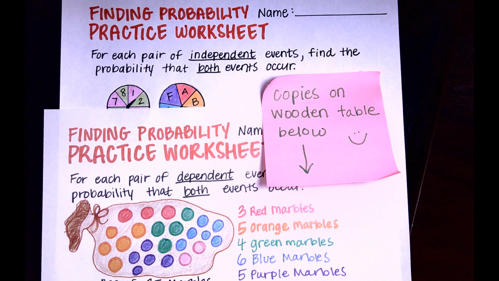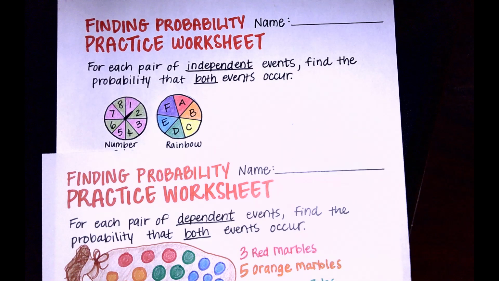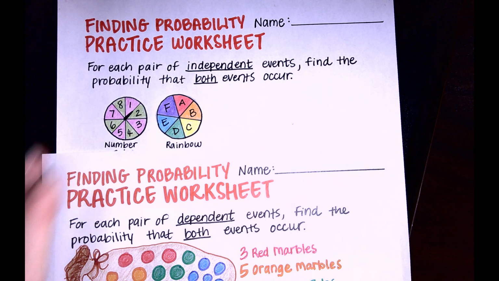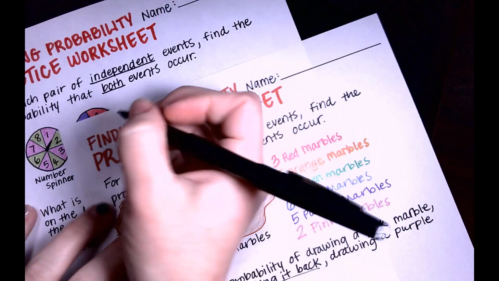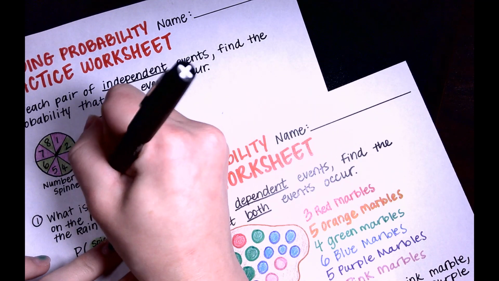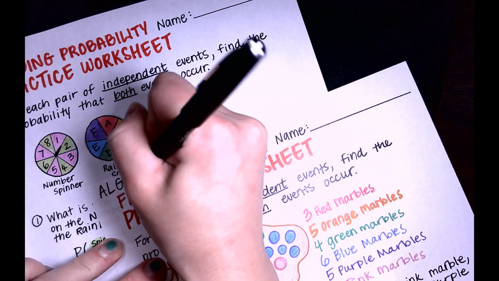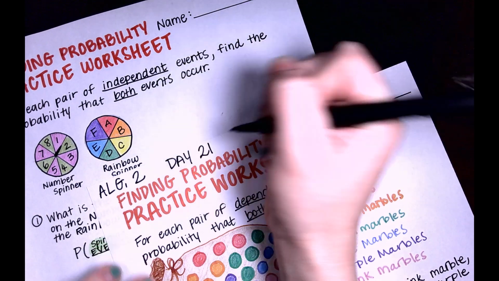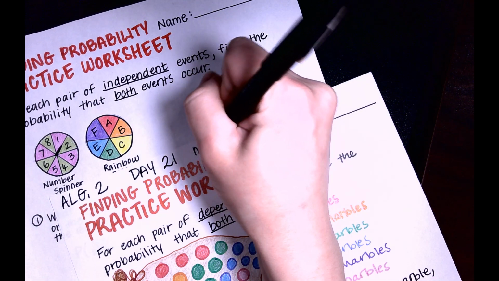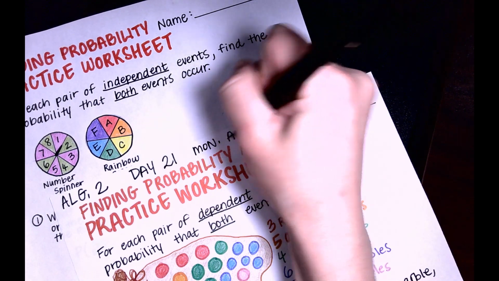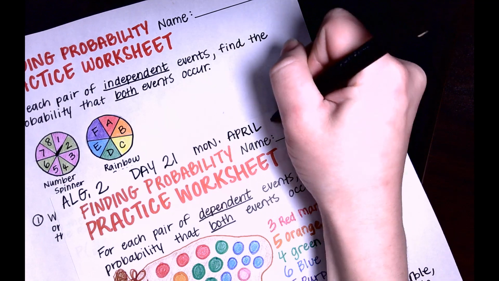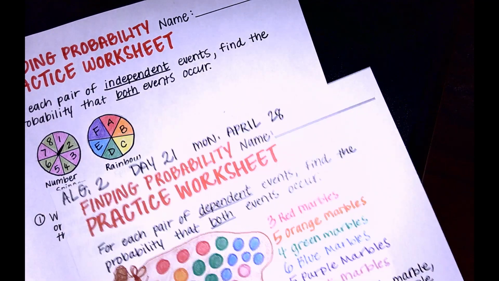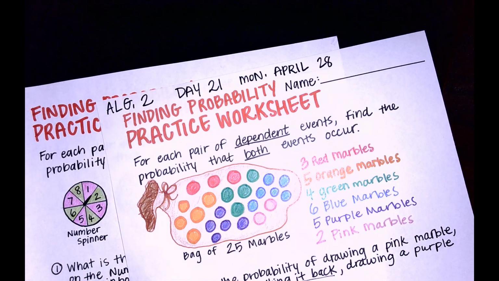Okay, so it is day 21 of Algebra 2, and it is Monday, April 28th. So I'm just going to write that on these worksheets. Algebra 2, day 21, Monday, April 28th. Same here.